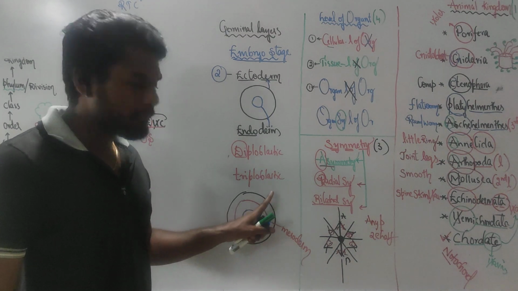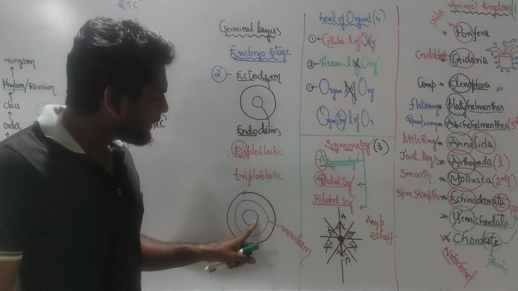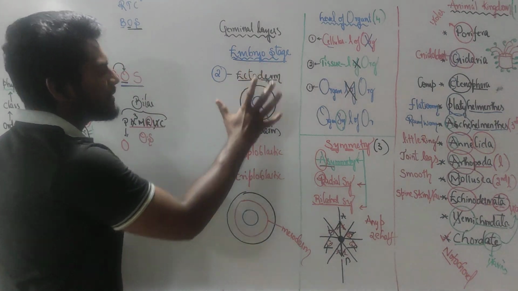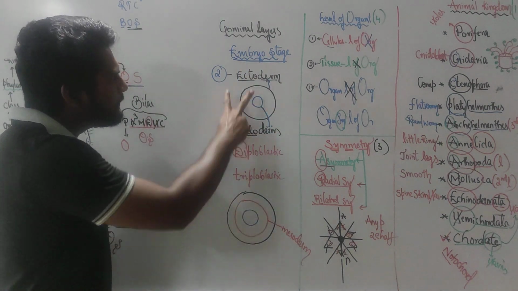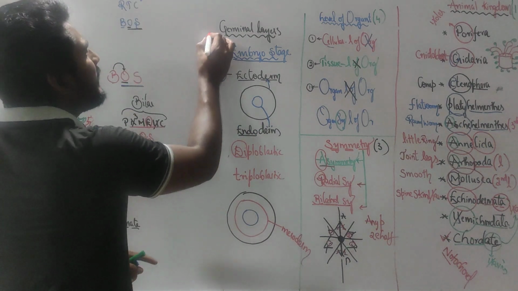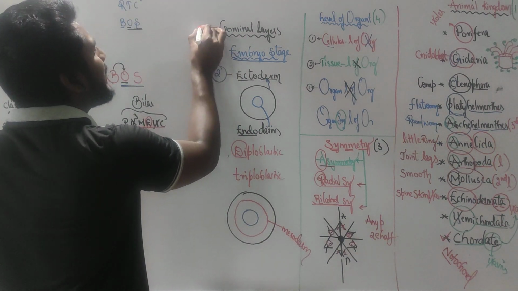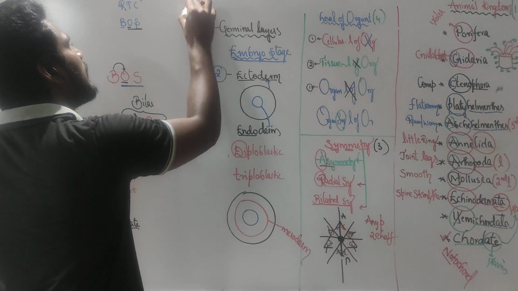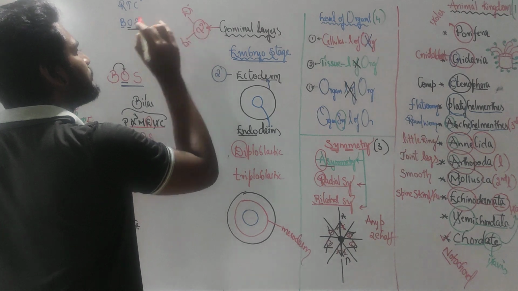Ectoderm, outer layer. Mesoderm, middle layer. Endoderm, inner layer. If there is a presence of 3 germinal layers during the embryonic stage, you are triploblastic. If there are only 2 germinal layers, that is called diploblastic. So, how many types of germinal layers? 2 types. Diploblastic organism and triploblastic organism.